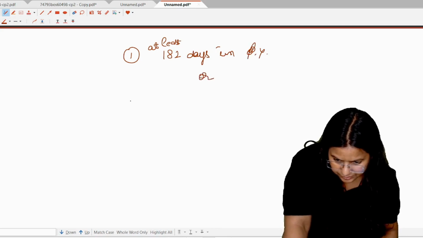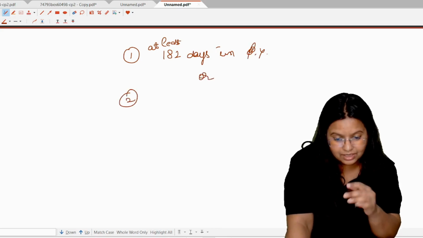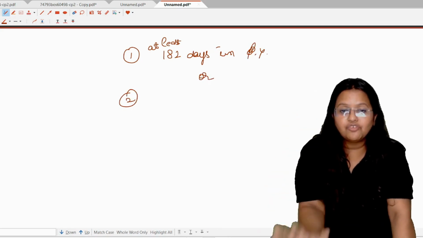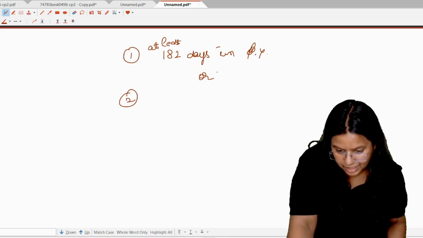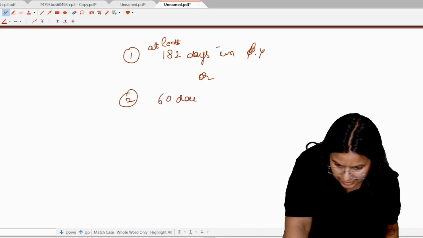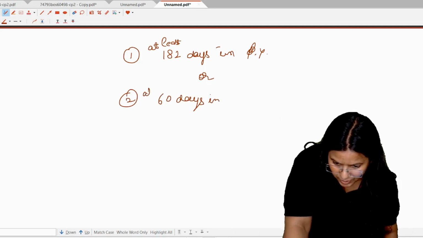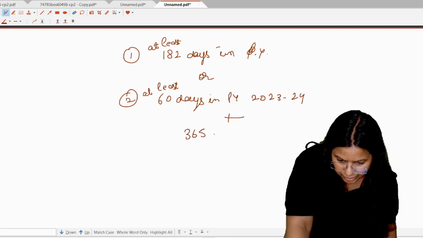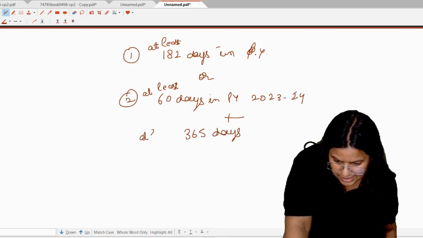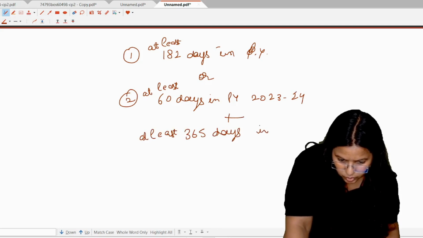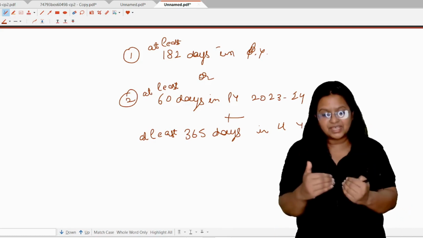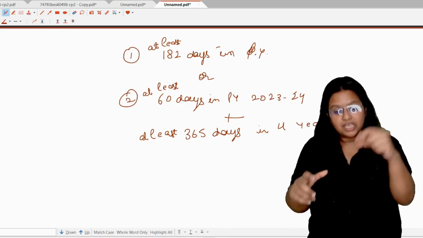And the second condition, I think, he can either fulfill the first condition or the second condition. Okay, so the second condition is 60 days in the previous year. That is minimum 60 days in the previous year, 2023-24, plus at least 365 days in the 4 previous years immediately preceding the previous year 23-24.